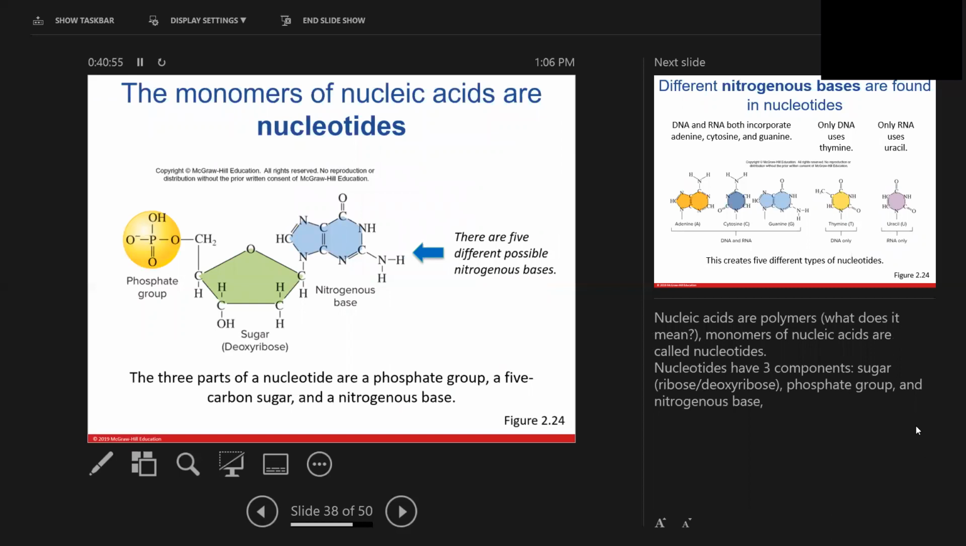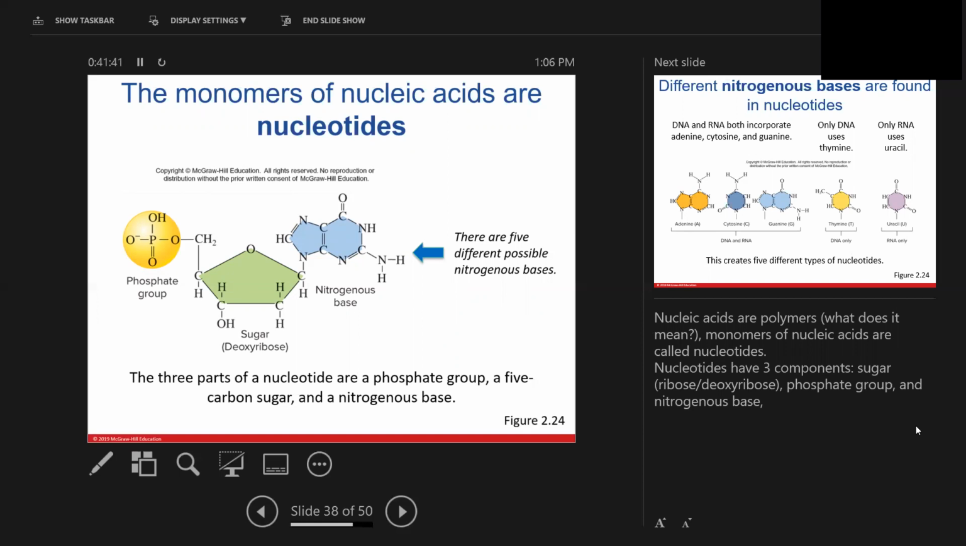Here's what you have for these monomers in nucleic acids. Here in this case, you have a purine base, you have a phosphate group, and that was the deoxyribose, that's where the D comes from. And then you have a nitrogen base. All three parts of these nucleotides are a phosphate group, a 5-carbon sugar, and that nitrogenous base. And you need all three of these things together to form that single monomer for your nucleotides.